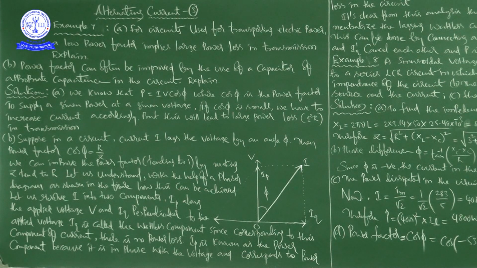You know very well, when we increase the current, automatically the power loss increases, because there is a square. I square is there, that is very important, you have to notice. So when you increase the current according to P is equal to VI cos phi, when cos phi is small, automatically the power loss will be maximum. That is the large power loss in transmission, because it is I square R. For current there is a square.